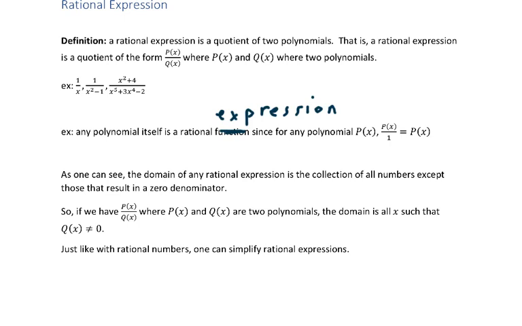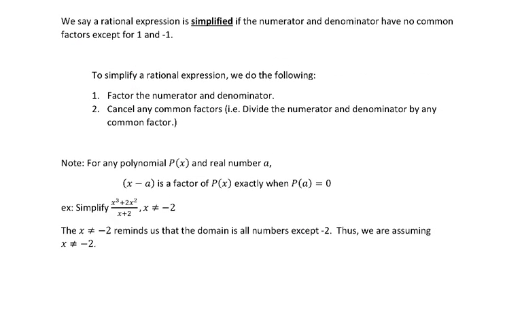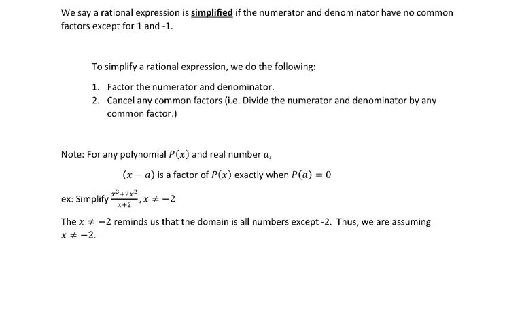And just like with fractions, you can simplify them, write them in lowest terms. You can do the same thing with rational expressions. We can actually simplify these. And we say a rational expression, by definition, is simplified if the numerator and denominator have no common factors other than 1 or negative 1. So it's really just like with fractions of integers, right? It's in lowest terms if it has no common factors other than 1 or negative 1.